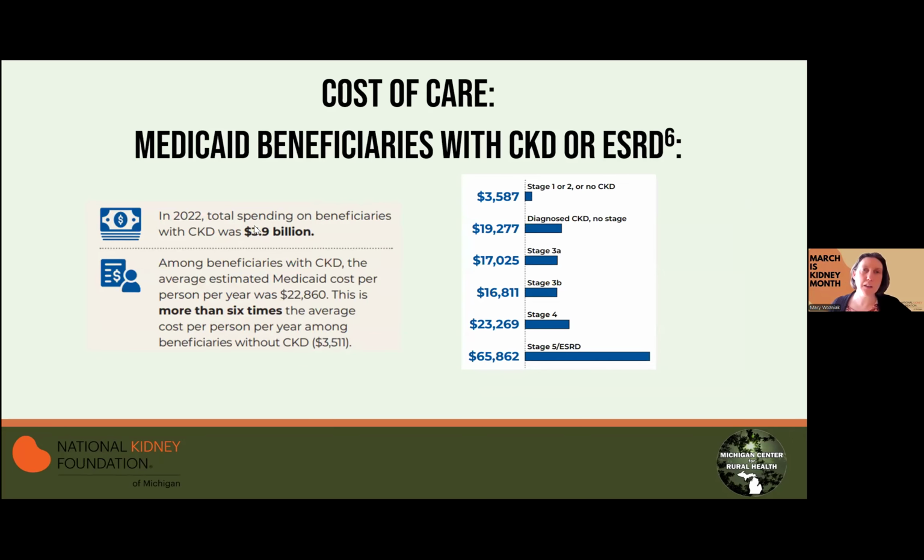Along with that Medicaid analysis that the National Kidney Foundation conducted, we also looked at cost by stage of disease. So you can see quite a bit higher costs, of course, with stage 5 or end-stage kidney disease, as would be expected. But in total, it was almost $4 billion spent in the state of Michigan on treating beneficiaries with chronic kidney disease. And the difference in cost is about 6 times higher than treating an individual who does not have CKD.